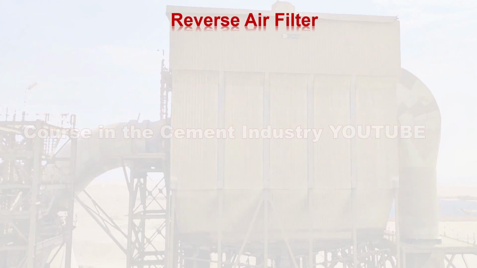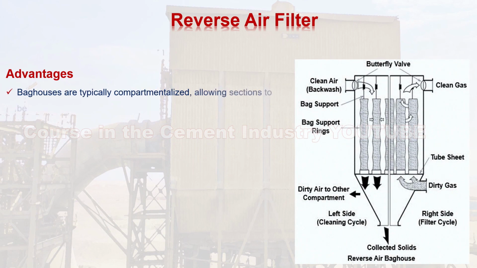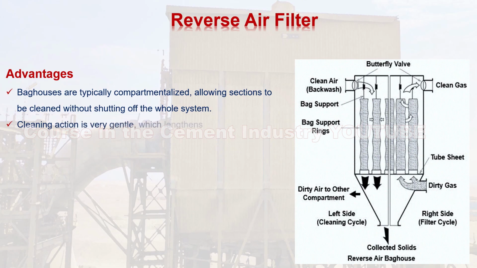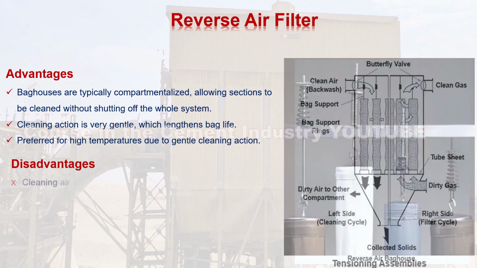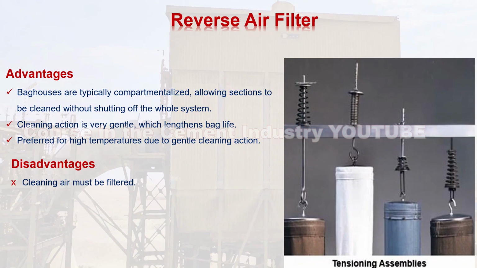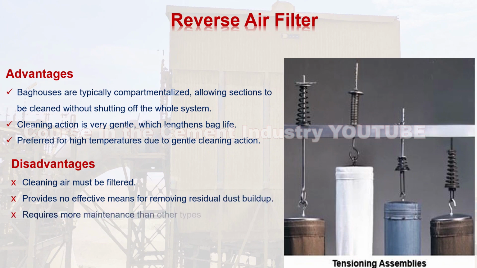Reverse air filter. Advantages. 1. Bag houses are typically compartmentalized, allowing sections to be cleaned without shutting off the whole system. 2. Cleaning action is very gentle, which lengthens bag life. 3. Preferred for high temperatures, due to gentle cleaning action. Disadvantages. 1. Cleaning air must be filtered. 2. Provides no effective means for removing residual dust buildup. 3. Requires more maintenance than other types, due to dust re-entrainment on the bags.